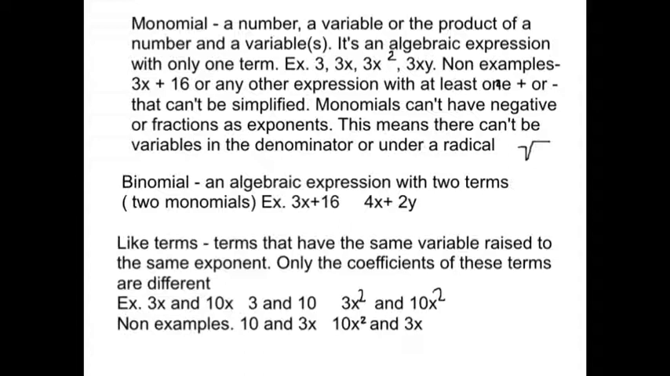3 and 10, those are just plain numbers. They are like terms. You can add them together. You've been doing it since you were a wee bit of a thing, 13. Non-examples of that are 10 and 3x. They are not like terms. You cannot put them together, add or subtract. You can multiply them, different story. 10x squared and 3x have the same variable, not the same exponent. You cannot add or subtract them.